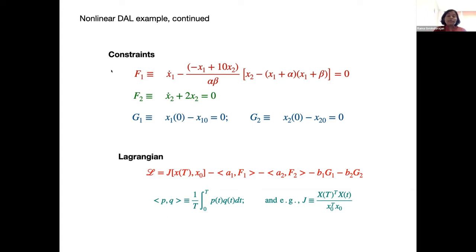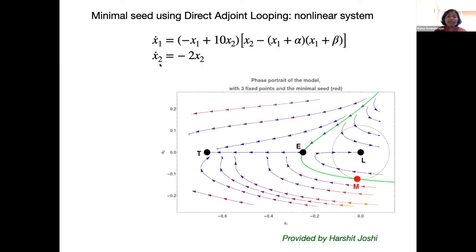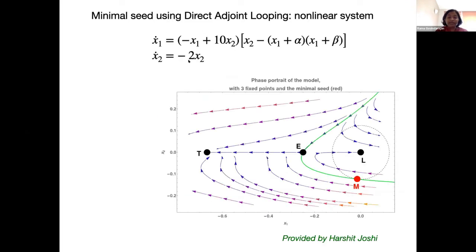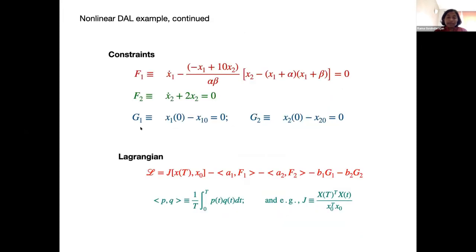Okay, so this nonlinear example, we are going to continue it to its completion. I've told you the idea behind it and why it's important for turbulence, and we're going to do direct adjoint looping to see what we get out of this. First, we're going to set it up as a Lagrangian optimization setup, and for that, we have to define our constraints. The two equations we started with are constraints. In other words, these two equations have to be satisfied at all times. So these two are my constraints.